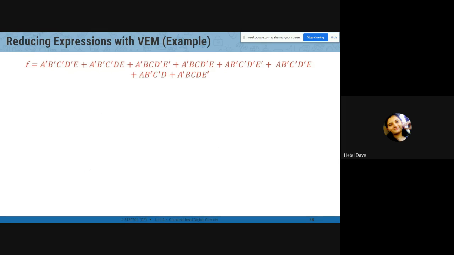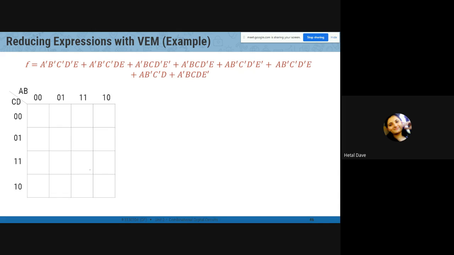Last example of VEM. Now, you can look at here. First of all, look at your equation. How many variables are there? 5 variables. So 4 variables will be used to construct the map, so 16 cells, and E will be entered. Here A, B, C, D, these rules are the same as before.